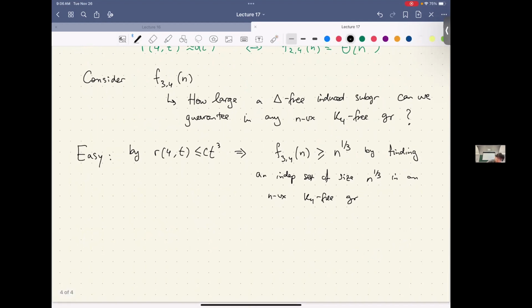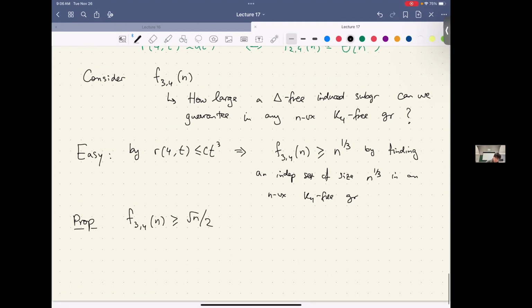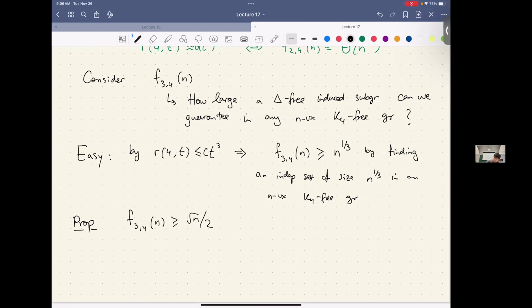Let's say proposition: F34 of n is bigger than square root n. Maybe over 2 or something. Maybe we don't even need this over 2. We can get 1 plus little 1 or something. Check the calculation more carefully. The proof is simple.